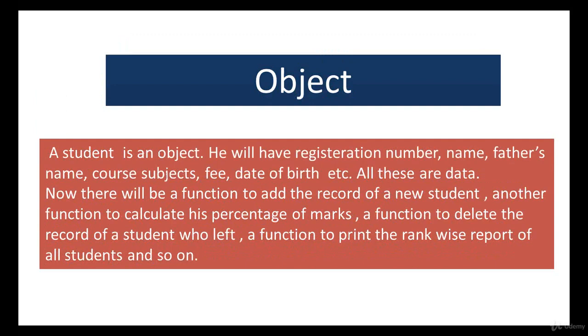I will give you another example. Suppose there is a student called Alan. Alan is a student and he is an object. He will have registration number of his university, name, father's name, course subjects, fee, date of birth, etc. All these are data. Now, there will be a function to add the record of a new student, another function to calculate the percentage of marks, another function to delete the record of a student who has left, a function to print the rank-wise report of all the students who appeared in the exam.